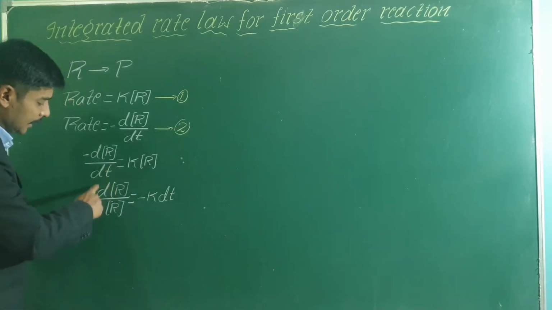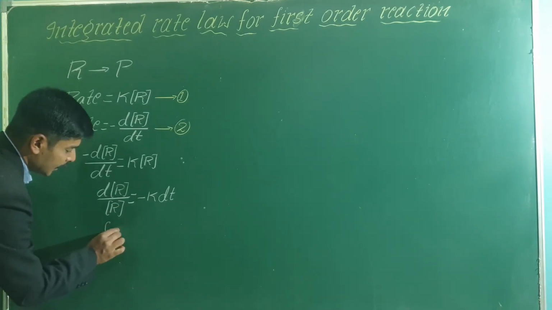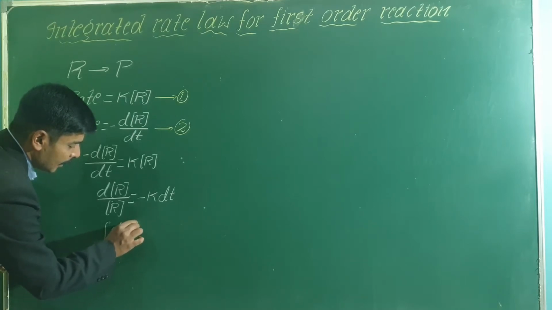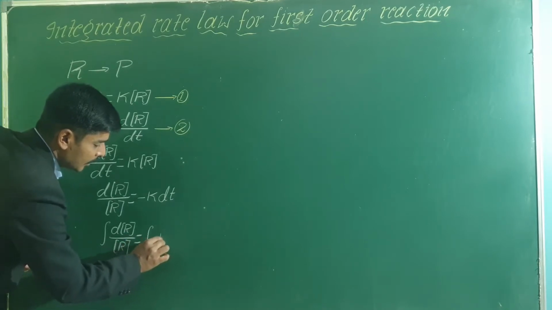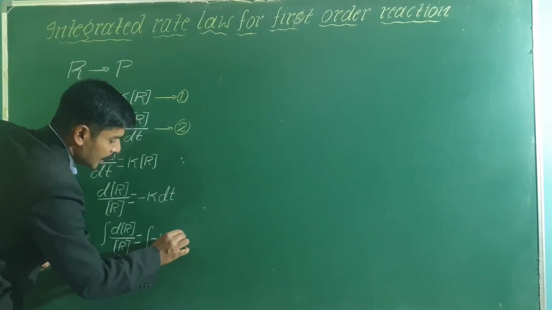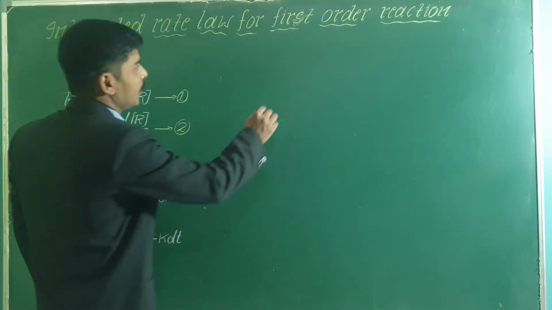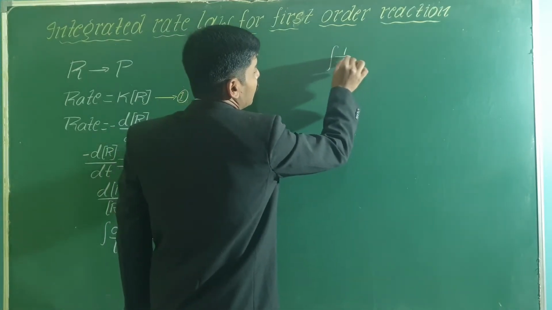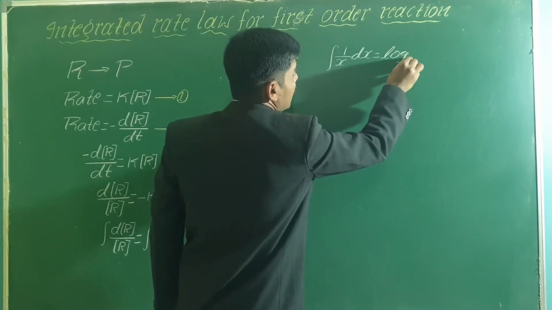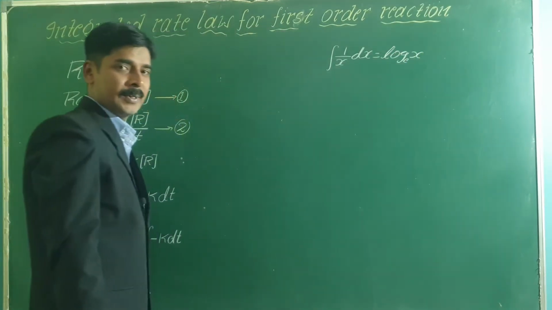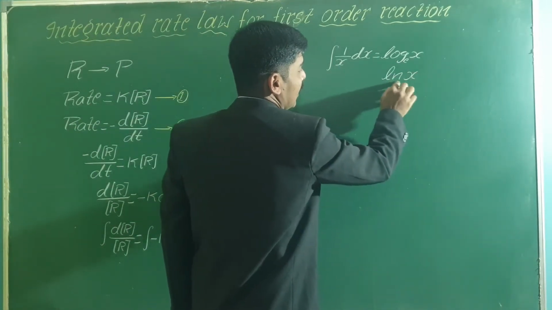Now let us integrate this expression on both sides. So on integration we get integration of dR by R is equal to integration of minus K dt. Now this one step you must remember, the integration of 1 by x dx is log base e x. Log base e can also be written as ln x.